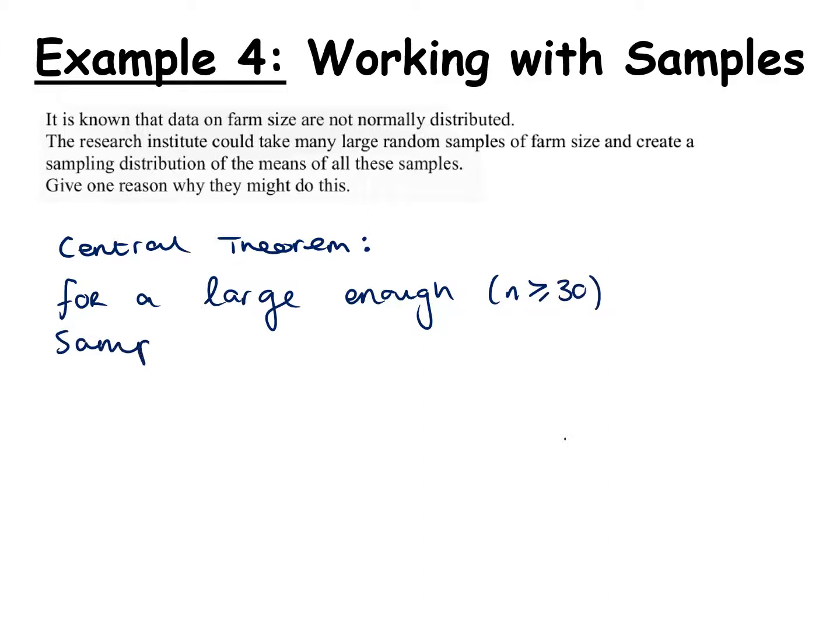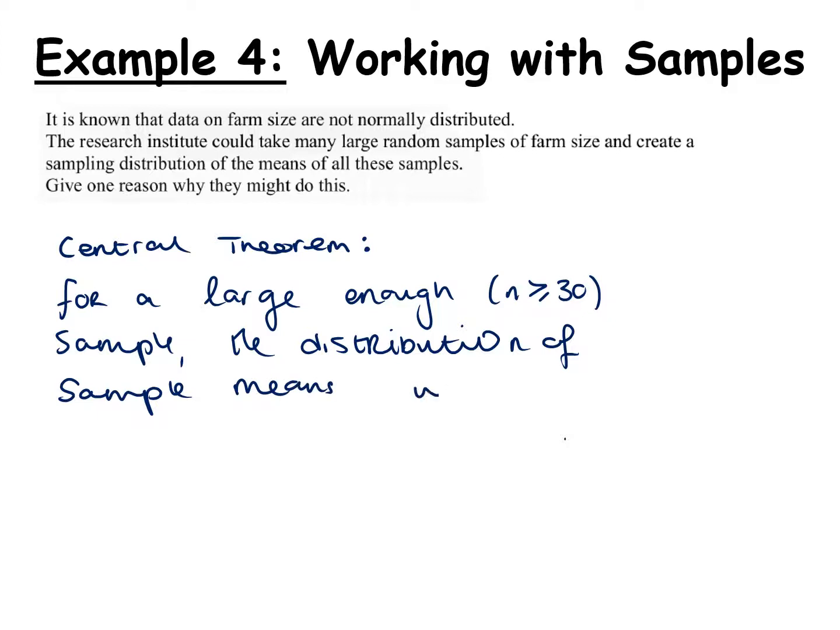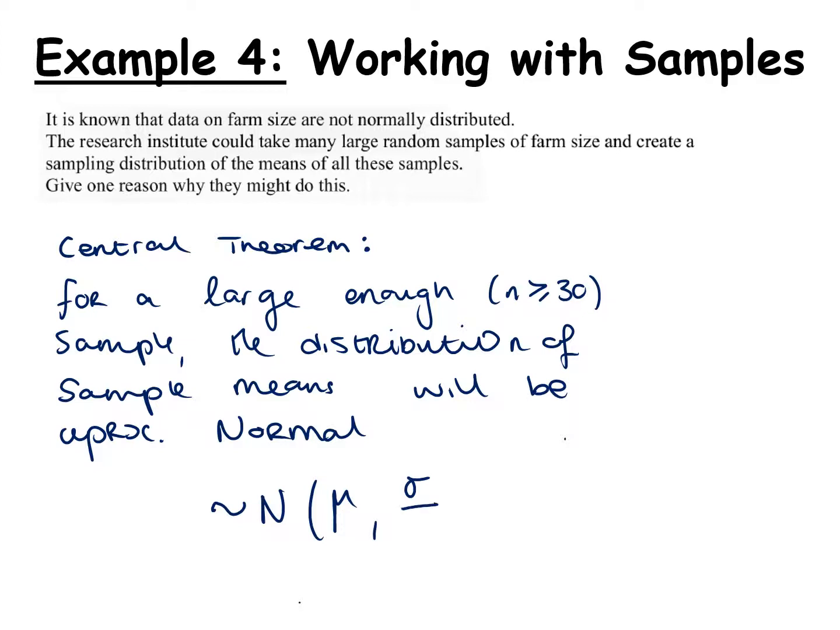the distribution of sample means will be approximately normal. And I would definitely be using this, but this was not required. So sigma squared over n. So normally distributed, mu, sigma squared over n.